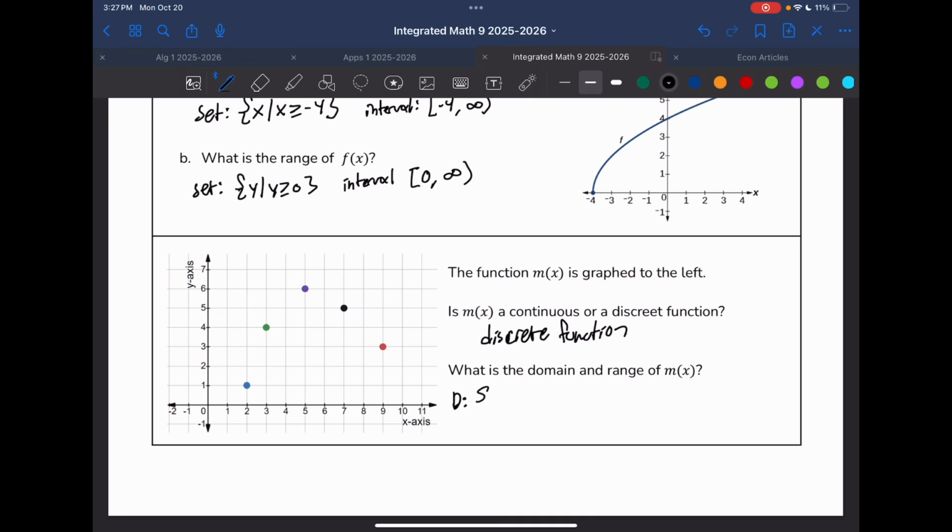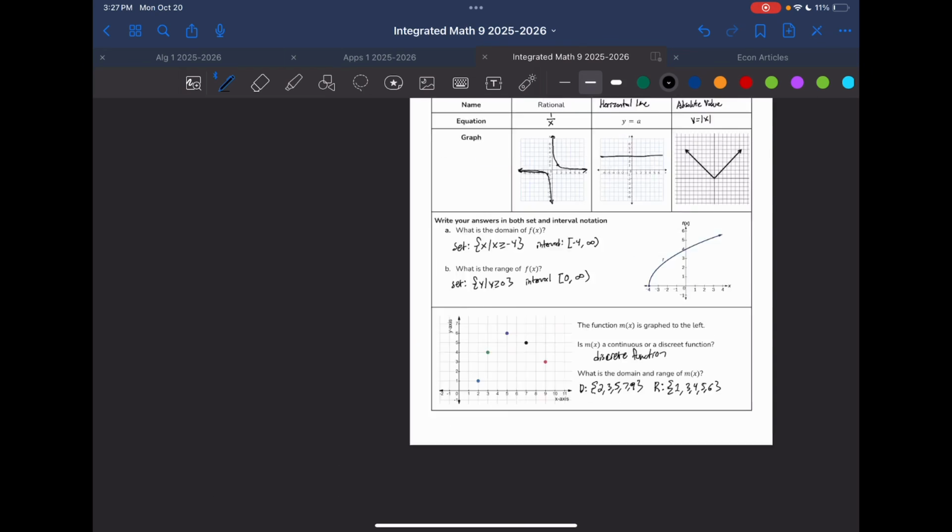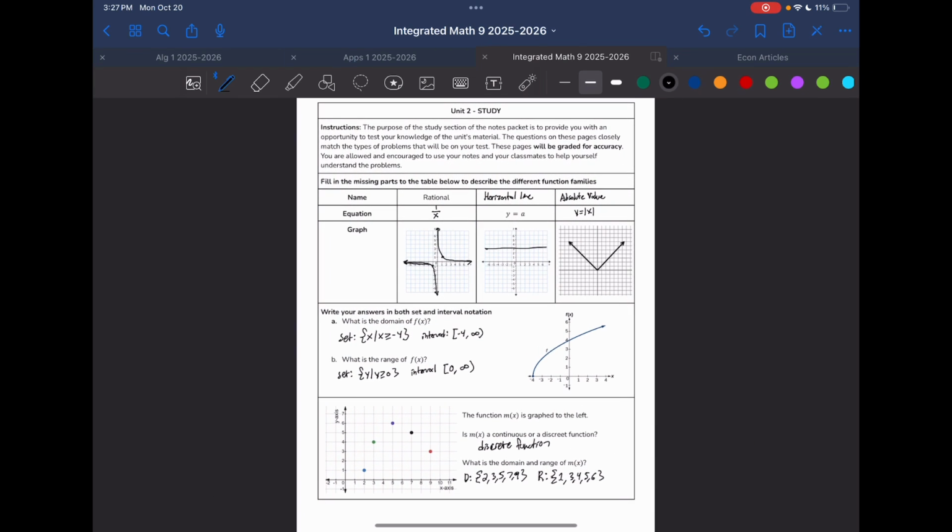meaning that the domain is going to be the set of the x values. So it's 2, 3, 5, 7, and 9, right? Those are all of the x values where the function is defined. And the range is going to be the set of y values where the function is defined. So it's going to be 1, 3, 4, 5, 6. And notice how I'm writing them from least to greatest. That's what we want to do with domain and range.